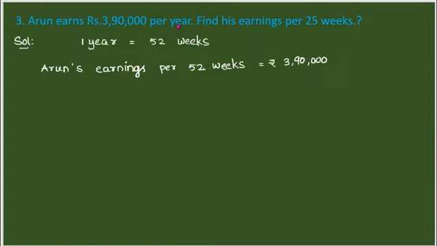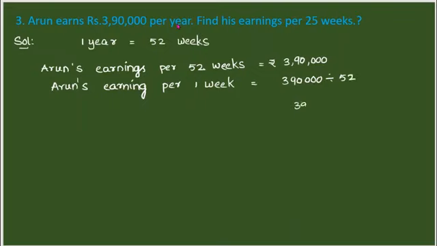Now what we need to find? We need to find the earnings per 1 week. So Arun's earning per 1 week equals, so what will happen? 3,90,000 will be divided by 52. Now this division we need to work out, children. Let us work out the division here itself. 3,90,000, let us divide by 52.